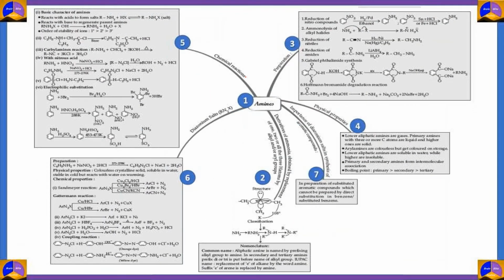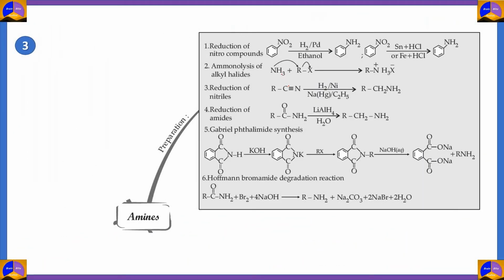So now let's look at the various methods of preparation of amines. So amines are prepared using 6 methods. The first method is the reduction of nitro compounds. So a nitro compound, this particular one is known as nitrobenzene. So this is a nitro compound, and when it is reduced by passing hydrogen gas in the presence of a finely divided catalyst such as palladium, it reduces to amine.